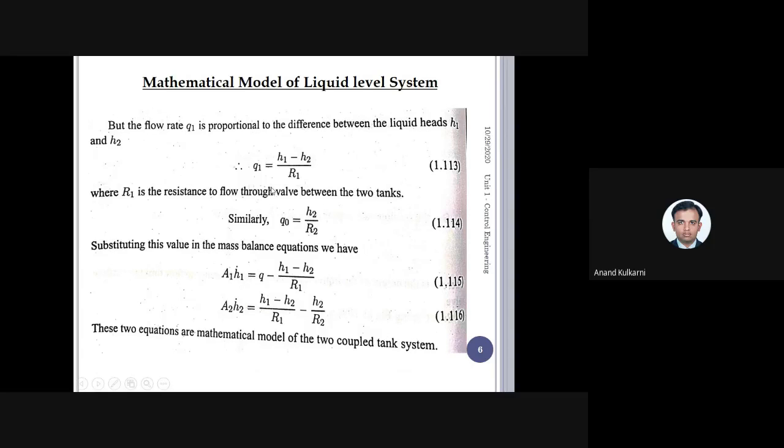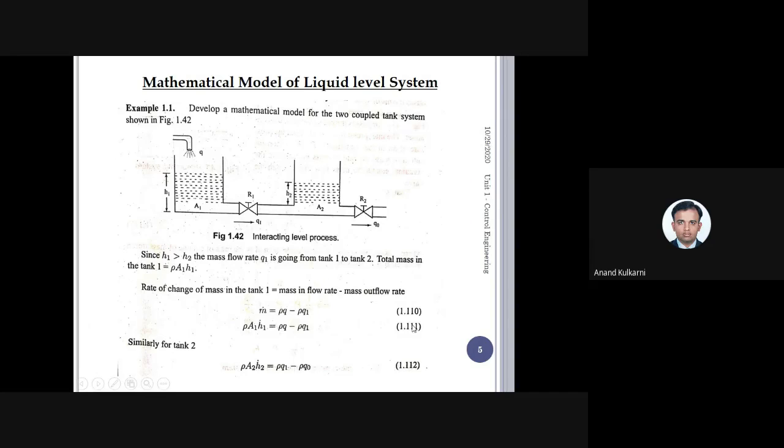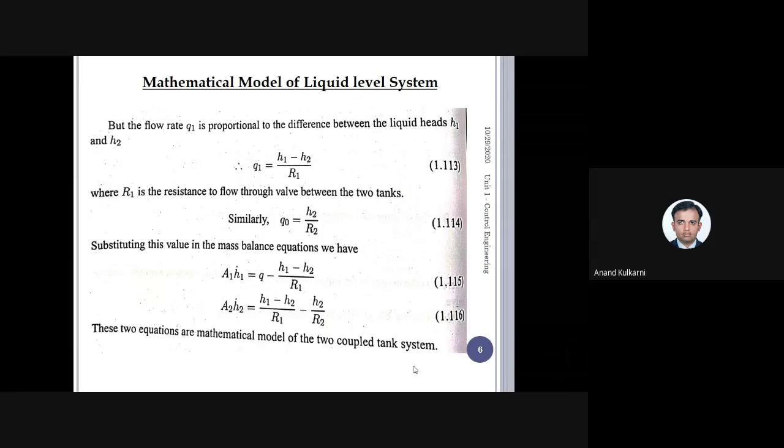So q1 and q0 are going to be substituted in equations 1.1.11 and 1.1.12. What we get is A1 H1-dot is equal to q minus (h1 minus h2) divided by r1. Similarly, A2 H2-dot is equal to (h1 minus h2) divided by r1 minus h2 divided by r2. These are the two equations for the mathematical model of the two coupled tank system.